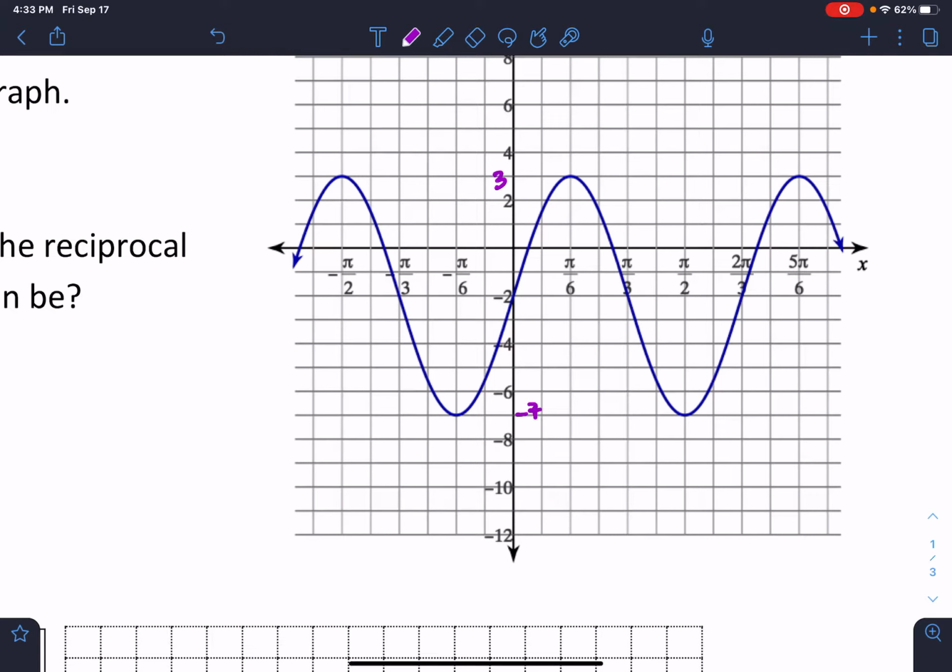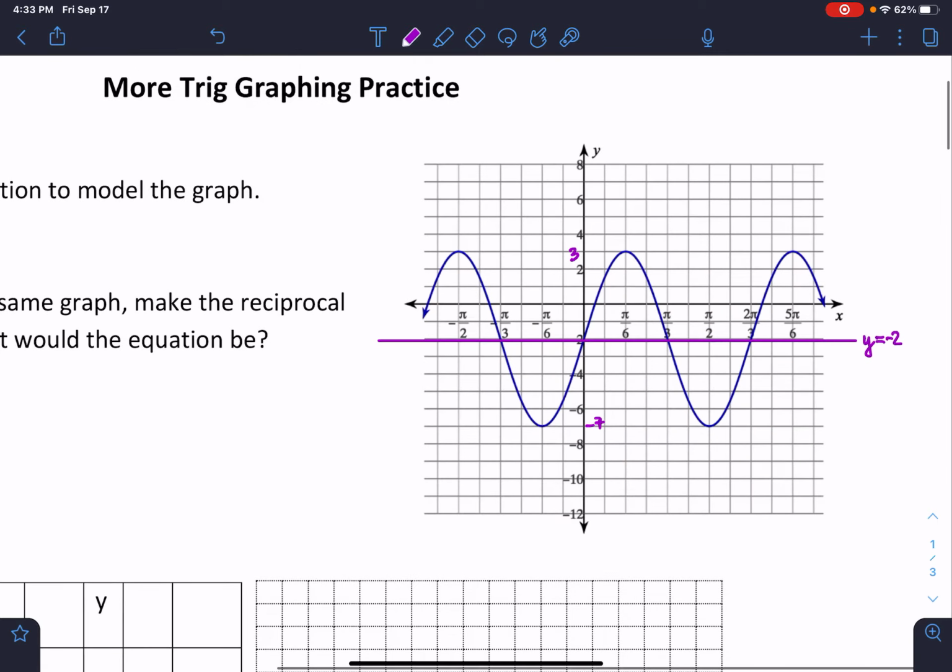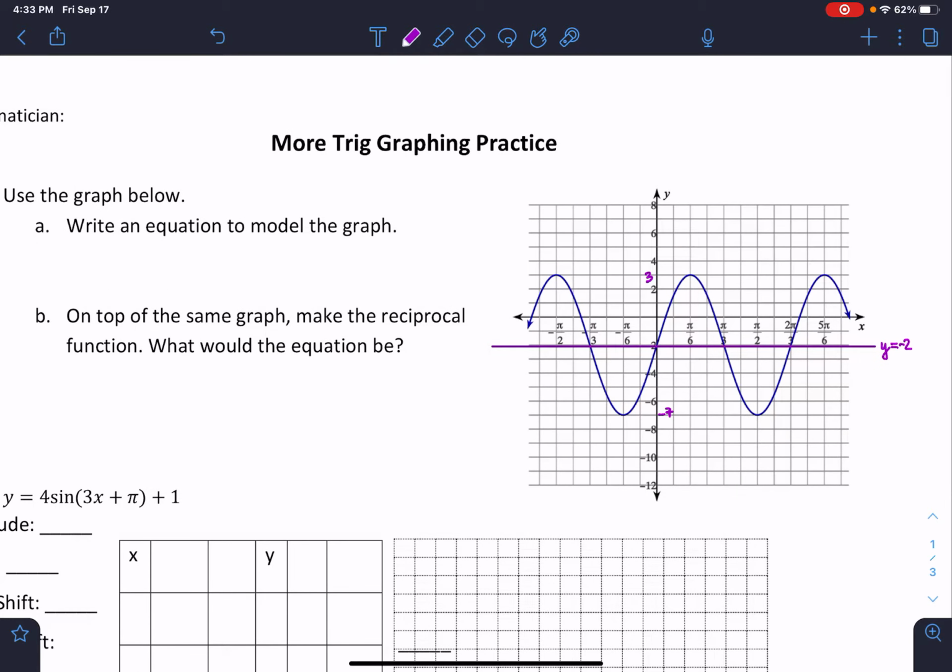So that means that between -7 and 3, we have 10 spaces between them. If there's 10 spaces between them, I know that my midline has to be exactly halfway. From 3 to -7 is 10, so I need to go down 5. Instead of being at 3, I'm going to go down 3 and then 2. So that means that I am at -2. My midline is -2, which means that my graph has shifted down by 2.